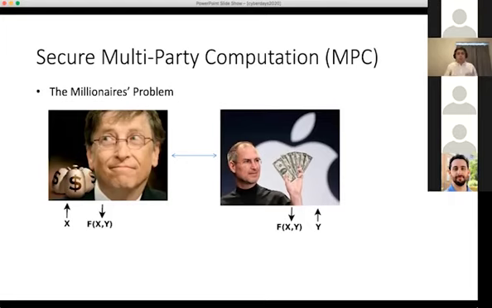So the function you're computing here is a comparison between X and Y, where, for example, you get an output 1 if X is larger than Y, and an output 0 if X is smaller than Y. And all that they learn at the end of this distributed computation is the output. The inputs remain private, and are never revealed to the external world or to the other millionaire that's executing the protocol.